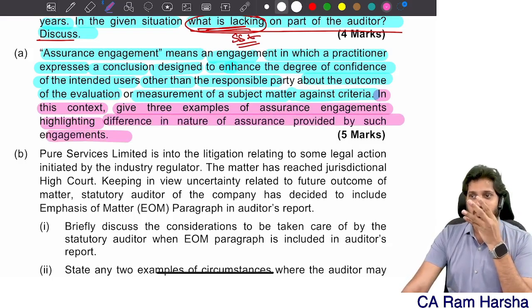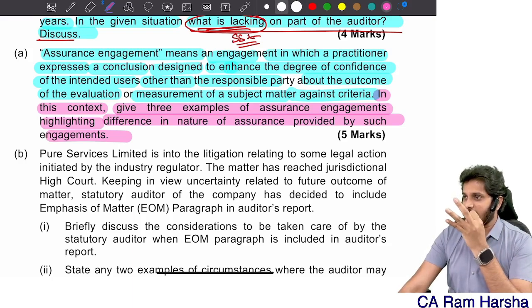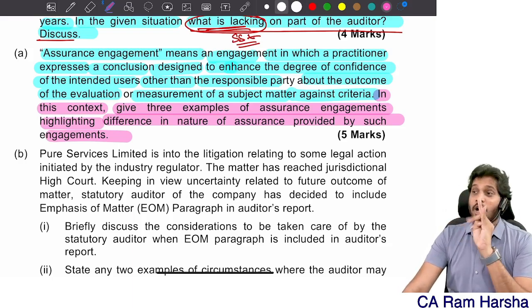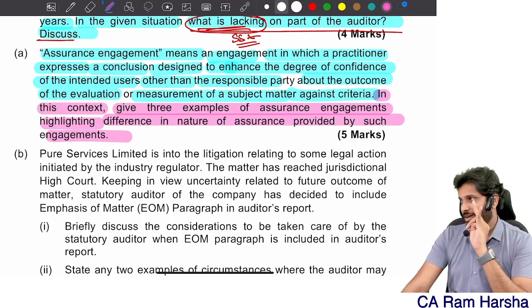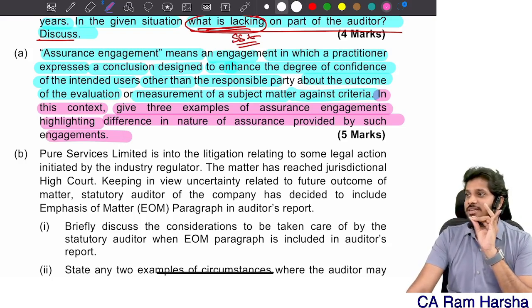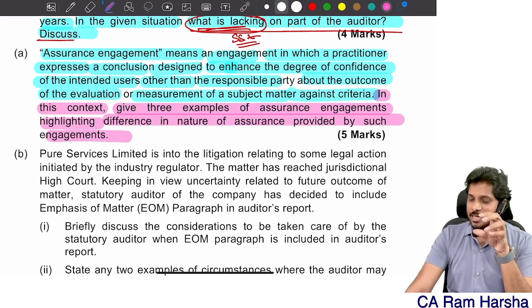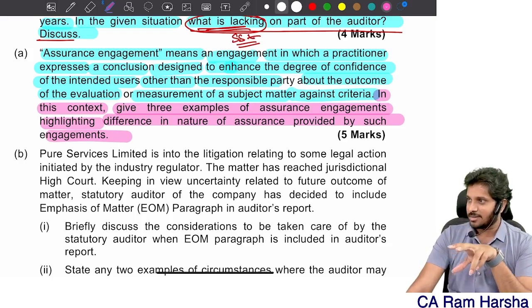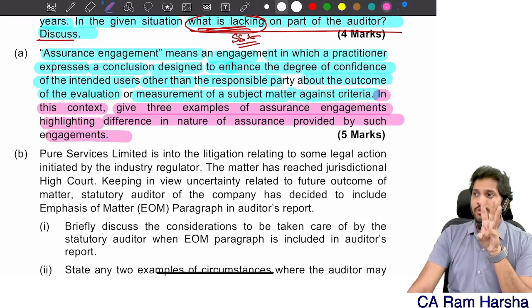Audit, reasonable assurance engagement. Review, limited assurance engagement. Prospective financial information, moderate assurance engagement. These are the 3 examples. So you write the assurance engagement definition, and you also write that answer same as it is. So below, the following are the 3 examples of assurance engagements. What are they?